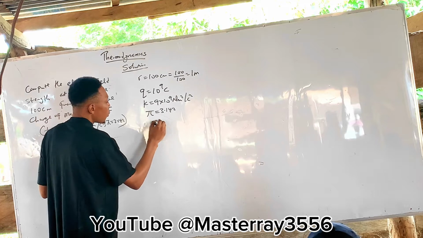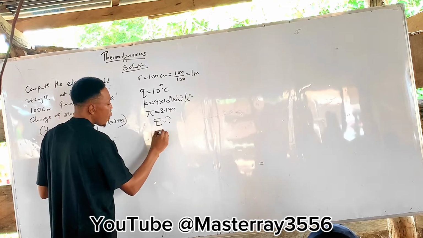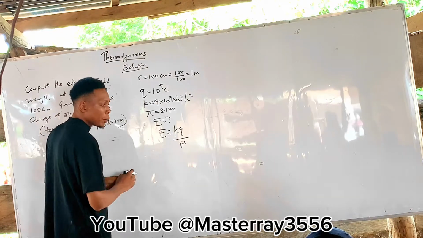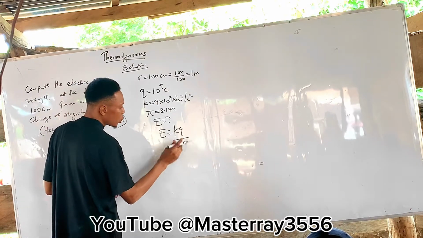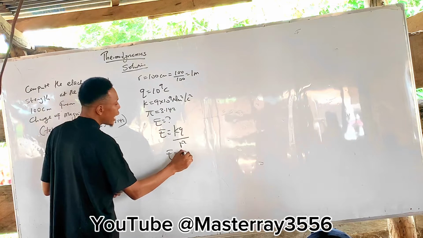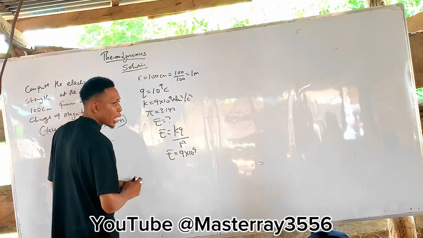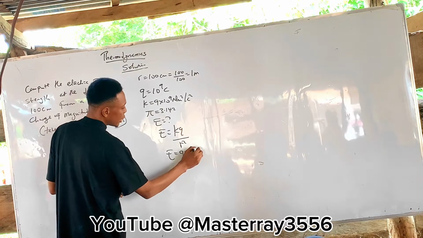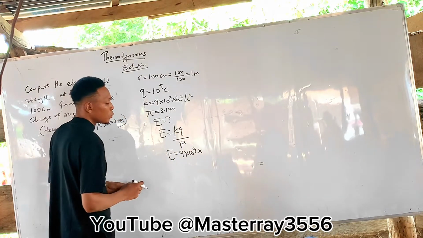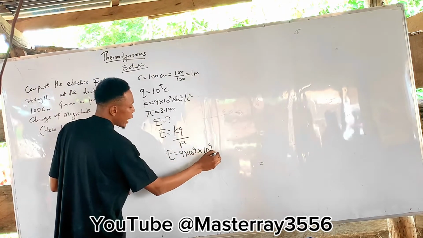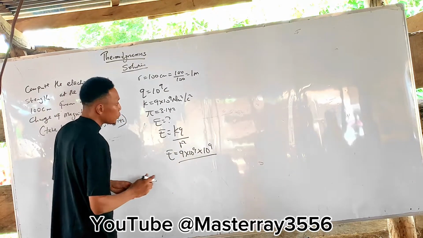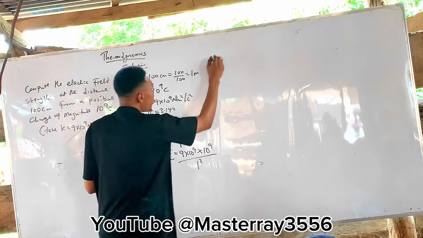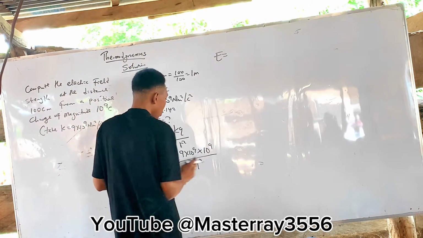So we are looking for E, where E is equals to KQ over R square. So from there, E will be equals to K, 9 times 10 raised to power 9, times Q, 10 raised to power 9, all over R, which is 1, squared. So from there, E will be equal to, multiply this.